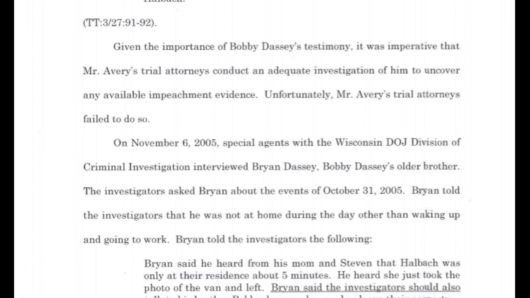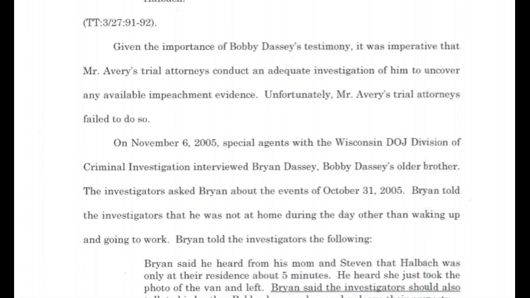Unfortunately, Mr. Avery's trial attorneys failed to do so. On November 6 of 2005, special agents with the Wisconsin DOJ Division of Criminal Investigation interviewed Brian Dassey, Bobby Dassey's older brother. The investigators asked Brian about the events of October 31st, 2005. Brian told the investigators that he was not at home that day other than waking up and going to work. Brian told the investigators the following.